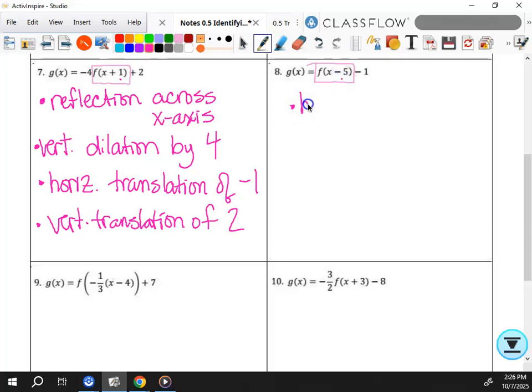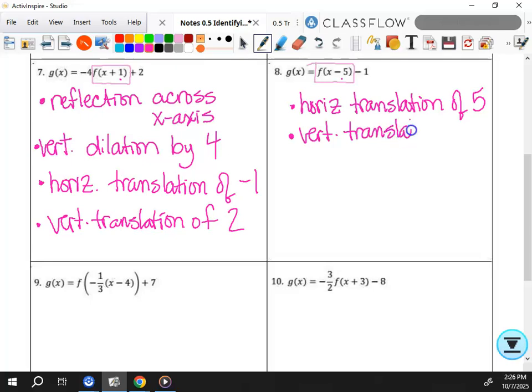This gives me a horizontal translation of what? 5. And then a vertical translation of -1. Okay, everybody okay with this? Why the signs are what they are? Yes? All right, I want you to work on 9 while I hand out the assignment, and then I will work it with you.